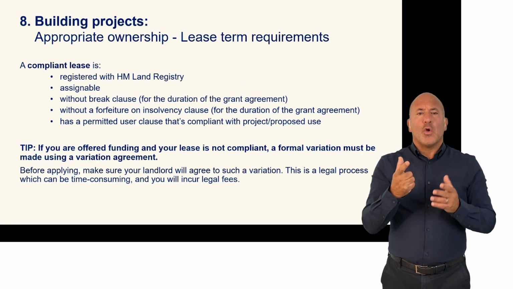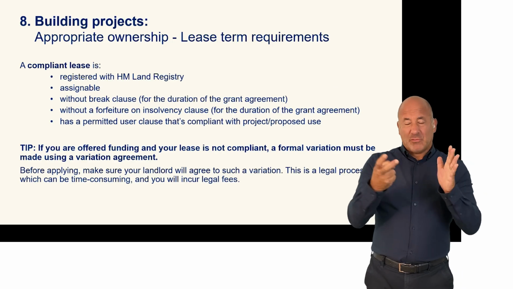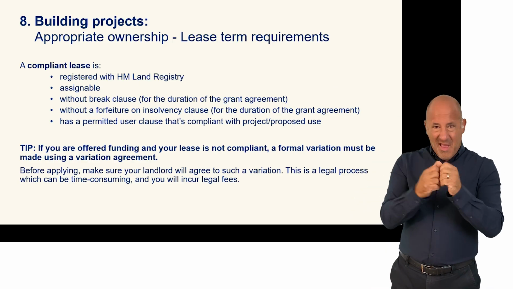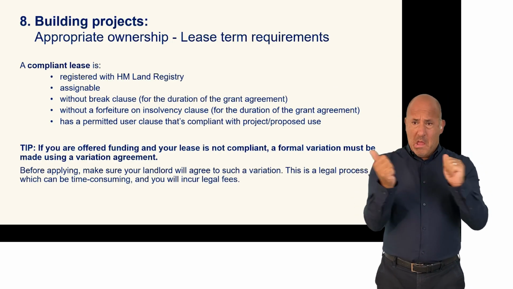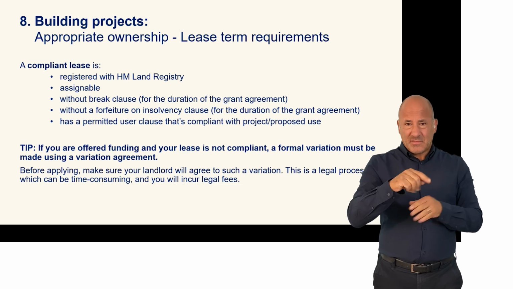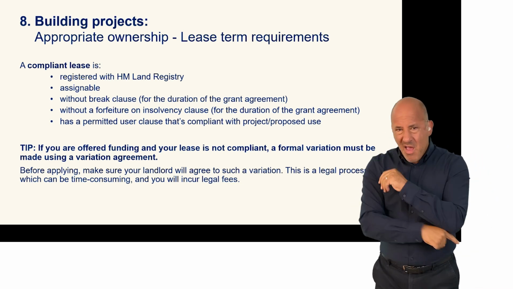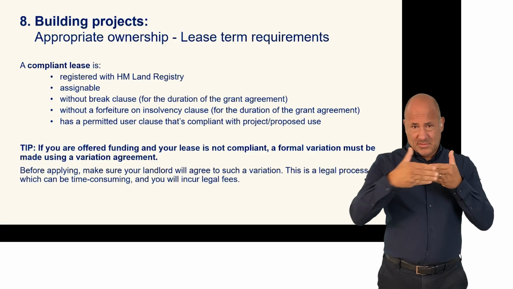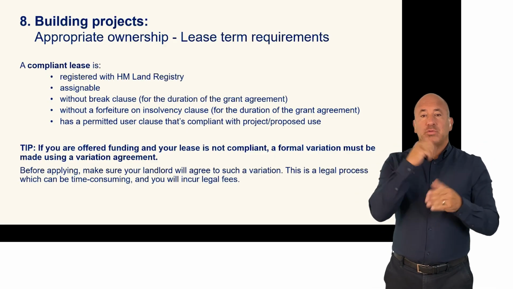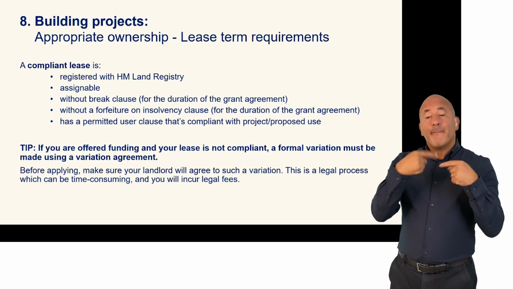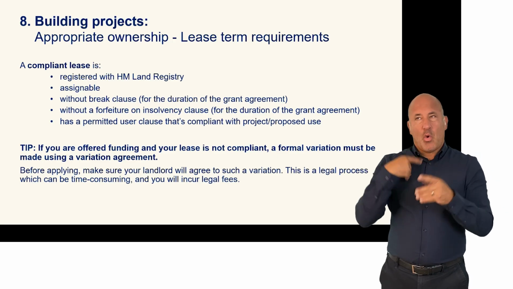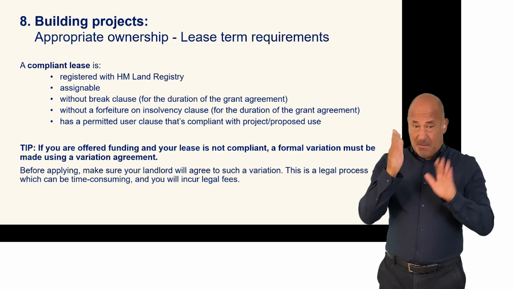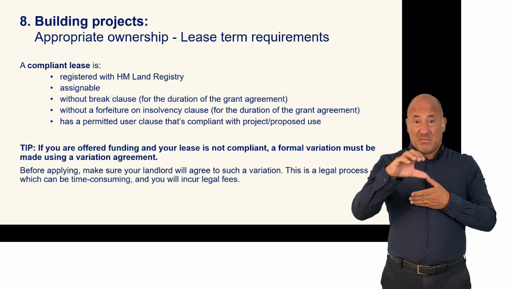A compliant lease is one which is registered with the land registry, is assignable, is without break clause for the duration of the grant agreement, is without a forfeiture on an insolvency clause for the duration of the grant agreement, and has a permitted user clause that is compliant with the project and the proposed use. These requirements must be met as a condition of the first payment.